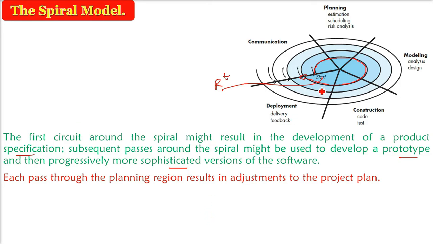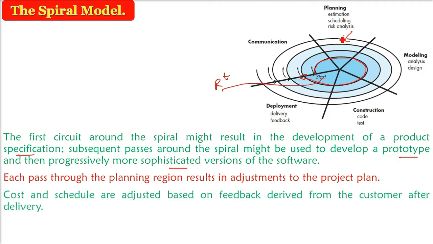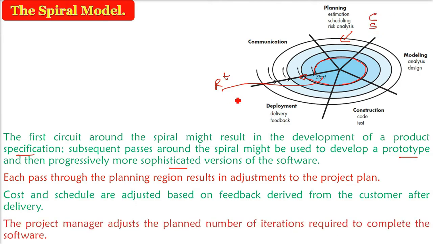Every pass, you are adjusting, because this is all about your software manager. You are adjusting the plan. Most SDLC plans cannot be adjusted. Here a plan can be adjusted because you are getting the delivery and you are getting feedback also. So the cost and schedule can be readjusted. Now the project manager will decide how many iterations it wants, because the spiral cannot go on and on.